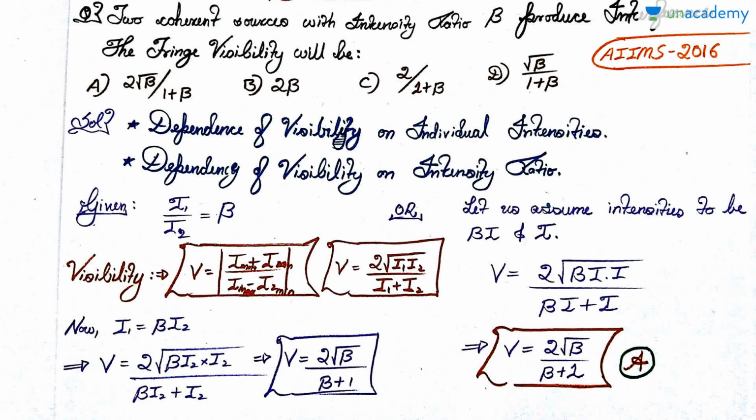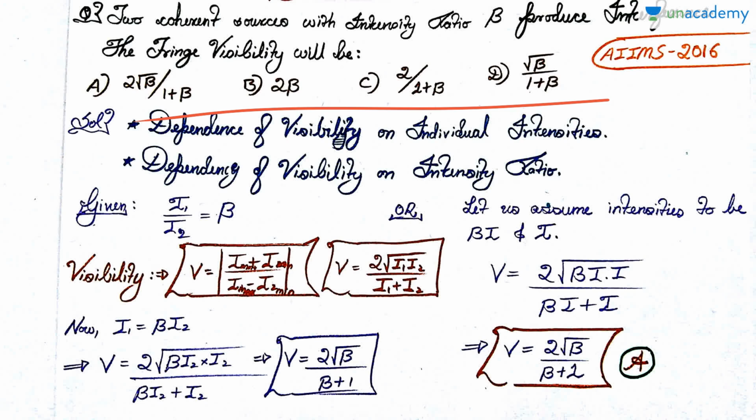And let's see our last question. Here two coherent sources with intensity ratio beta produce interference. The fringe visibility will be. Now here is something tricky. Maybe many of you probably don't know what fringe visibility is, but even if you don't know, just try to think, at least guess which of the following options are correct. So please, as usual, pause the video, attempt the question, and then we'll discuss the solution.